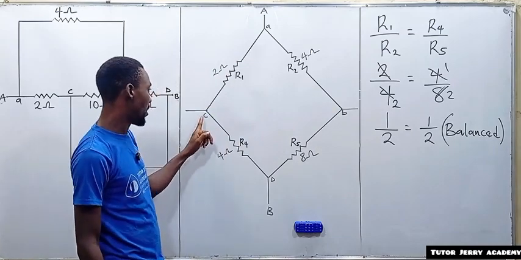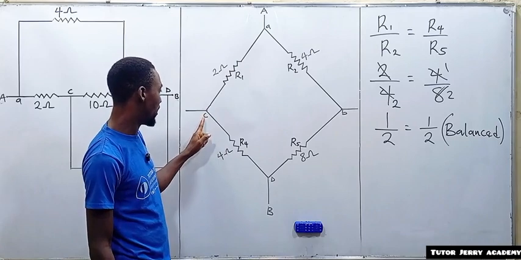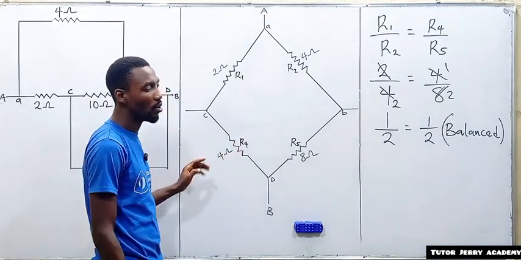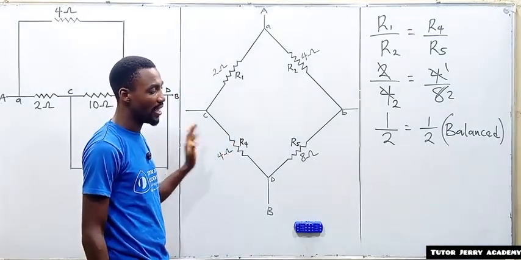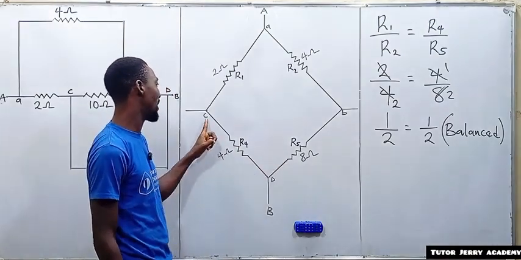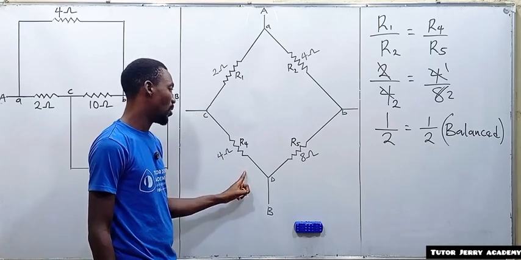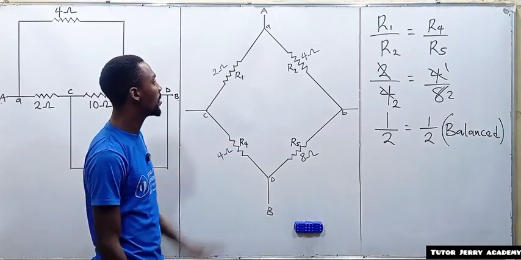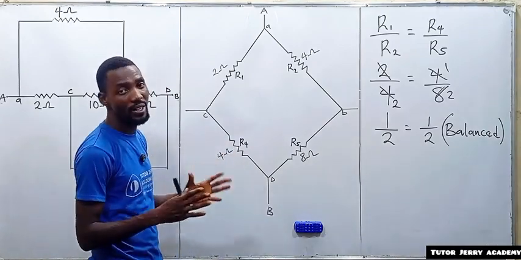And this 4 ohms here and this 8 ohms here, they are equally going to be in series. Because when current enters, the same current that enters this 4 ohms will be the same current that will enter into this 8 ohms. All right, so it shows that we are going to be resolving them in series.